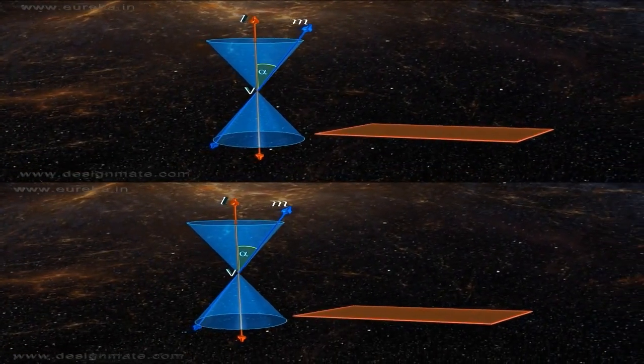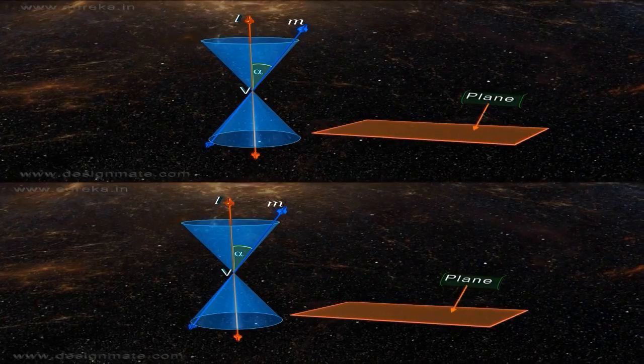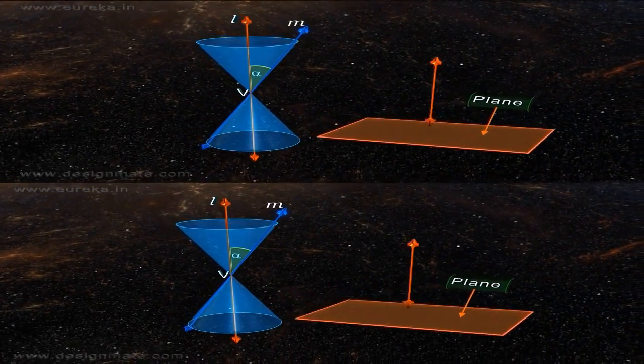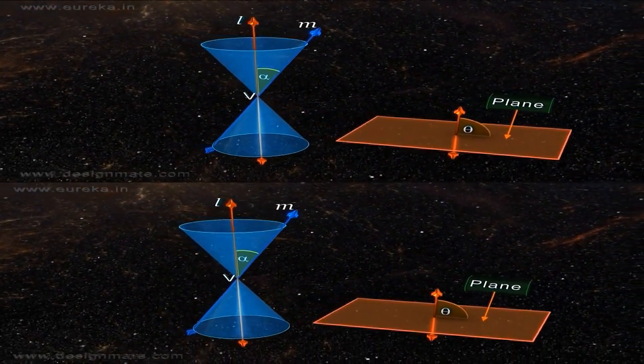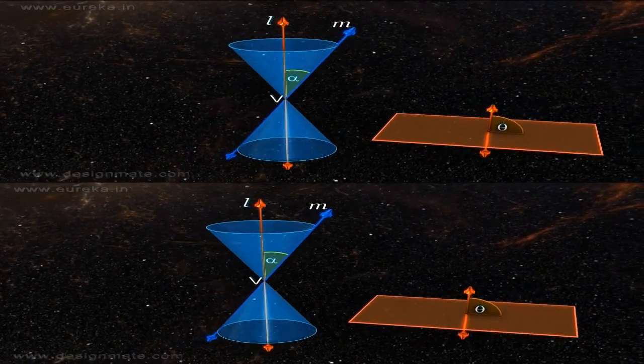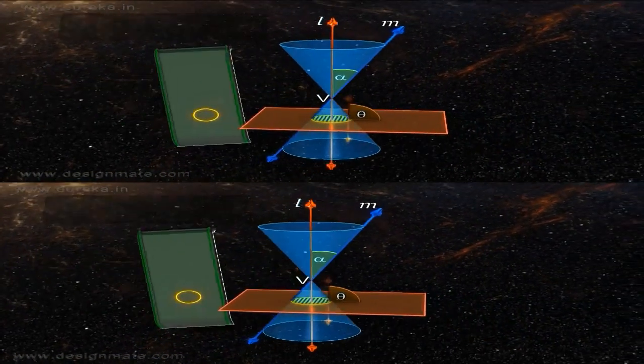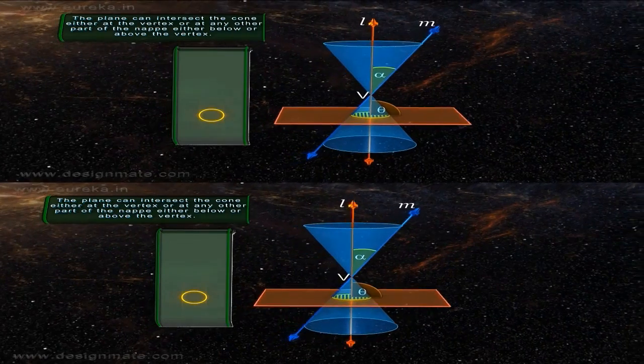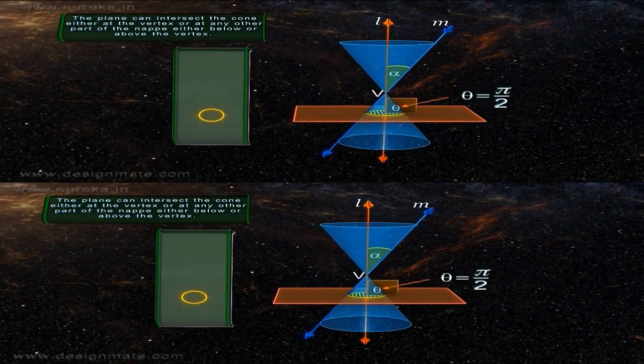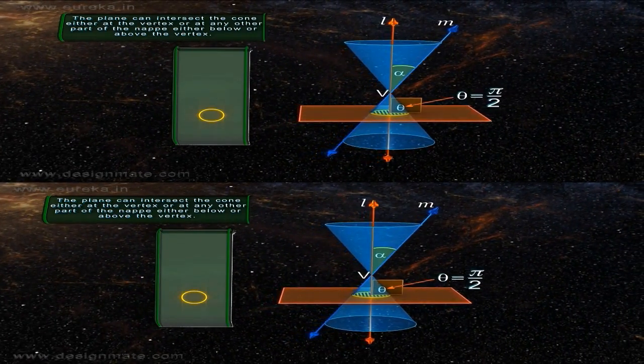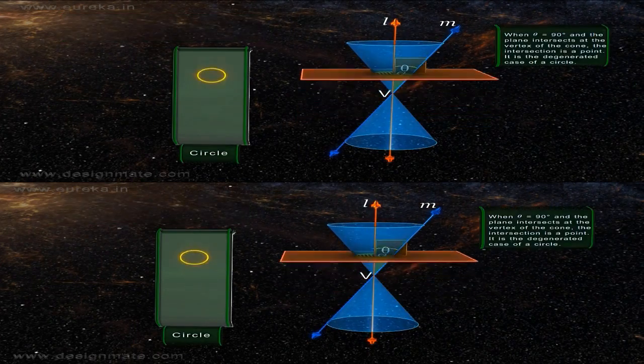Let us observe the shapes which we get when a plane intersects the double-napped cone. Let the plane be inclined to the axis of the cone at an angle theta. When the plane cuts the cone at right angles to its axis, that is, theta is equal to pi by 2, a circle is formed.